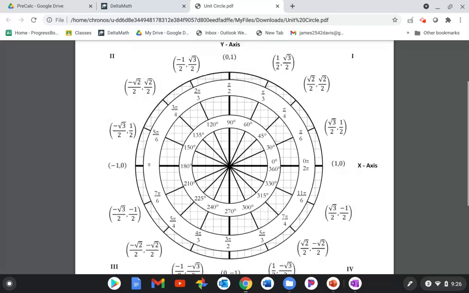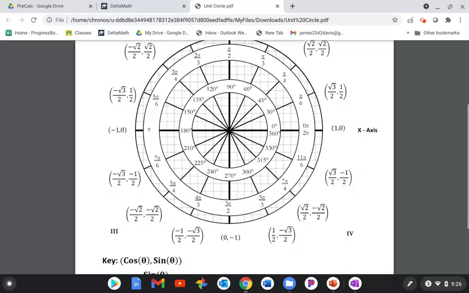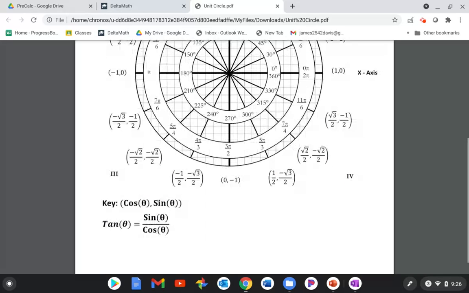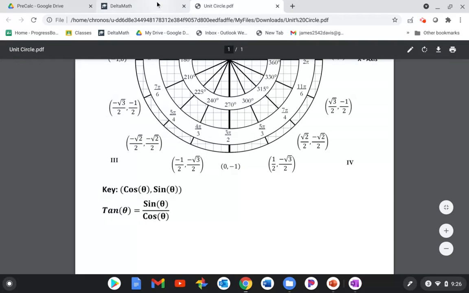Standard unit circle. It's got all of the degrees filled in the inner circle, and then the radians, and then the coordinate pairs. So this is what you're going to use. Also note, and I also said this in the video the first time, that in the cosine comma sine part, the cosine corresponds to the x and the sine corresponds to the y coordinate. So it's important that you note those.